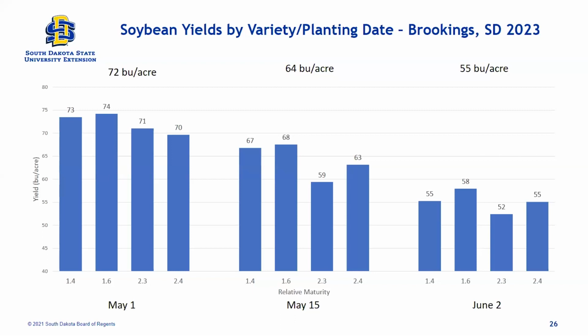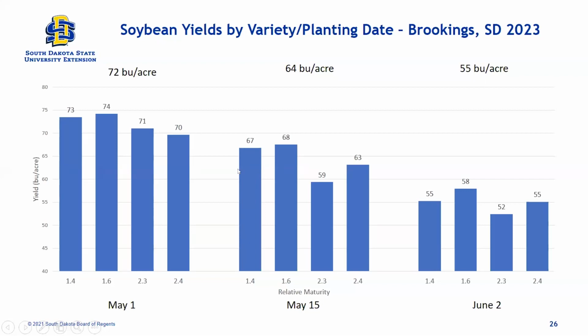So you have May 1st planting date, May 15, and June 2nd. On average, May 1 yielded about 72 bushels per acre, May 15th about 64 bushels per acre, and then June 2nd about 55 bushels per acre. Like in the earlier tests we did with fungicide and planting date, as you move towards June, the yield tends to be a little lower than the earlier planting dates.